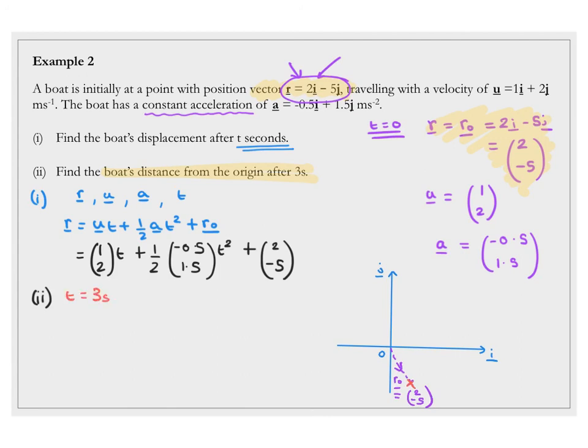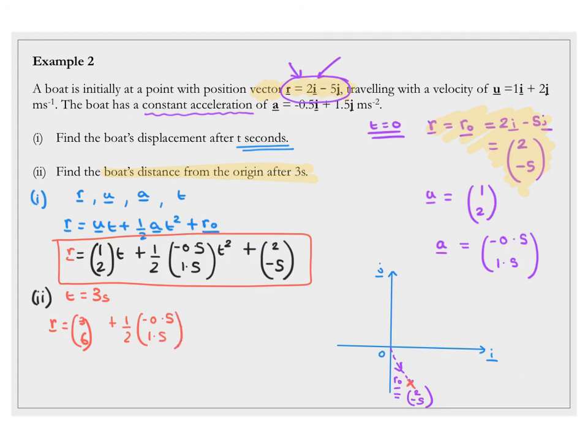So if t equals 3 seconds, let's substitute into this result here that we have for r and see what we get. So that gives us (3, 6) plus a half multiplied by (-0.5, 1.5) multiplied by 9 plus (2, -5). So remember, collect the i components and the j components separately. And we end up with (2.75, 7.75).